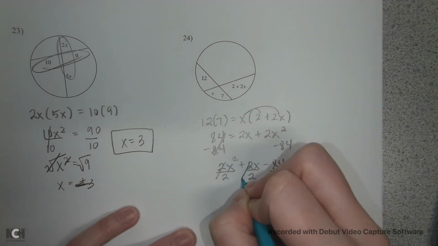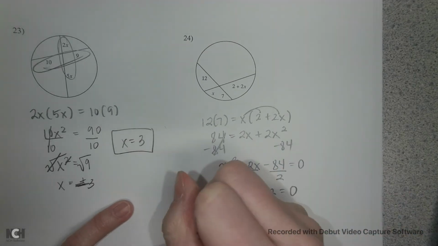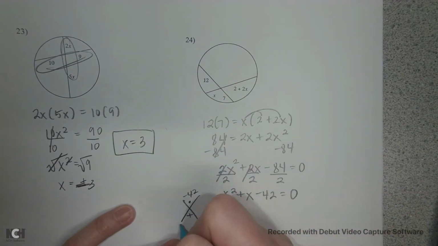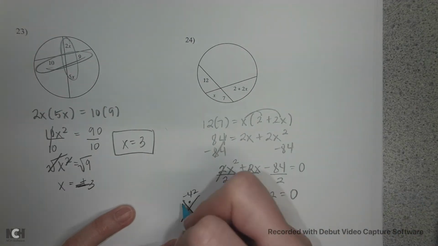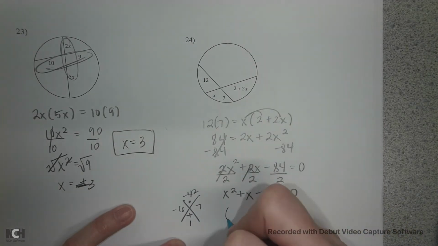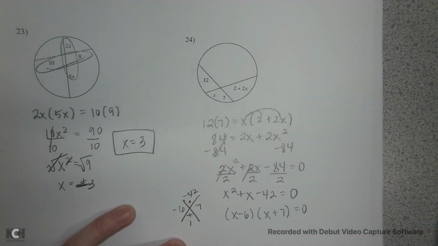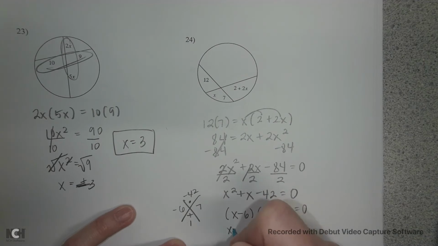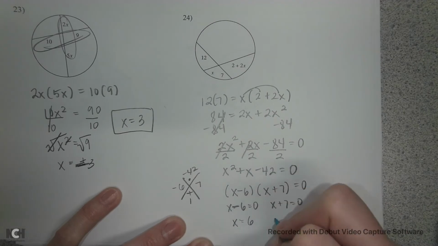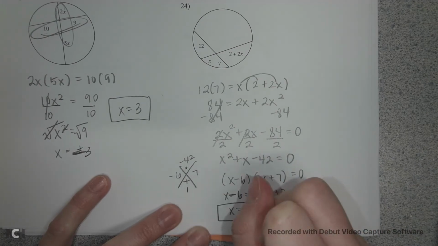You can just throw it in the quadratic too. x squared plus x minus 42 equals 0. Then we have big X, multiplying to get negative 42, adding to get 1. Well, we've got 6, negative 6, and 7. So our two factors are x minus 6 and x plus 7. If we set these both equal to 0, then x is 6 and x is negative 7. We're going to throw out that negative answer, so x was 6.